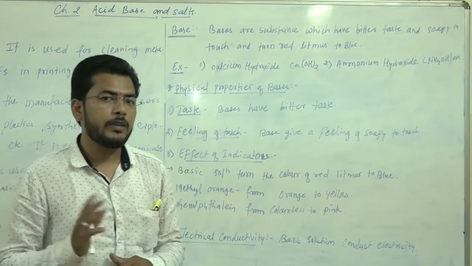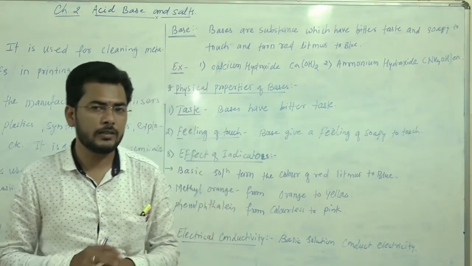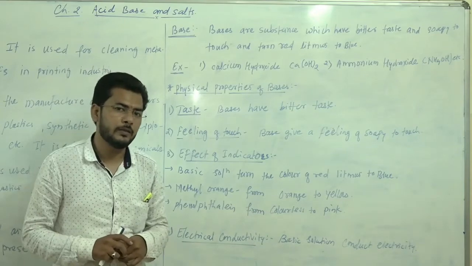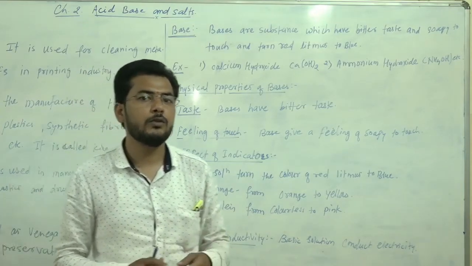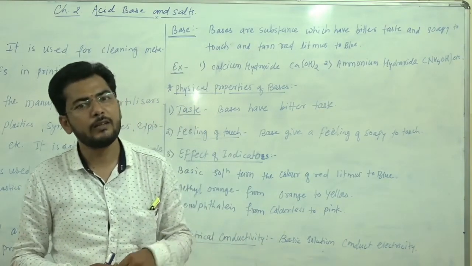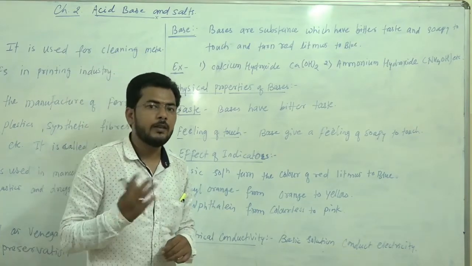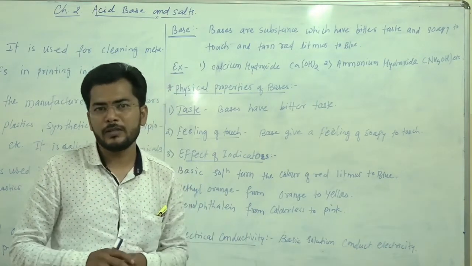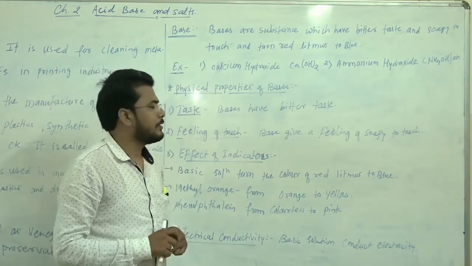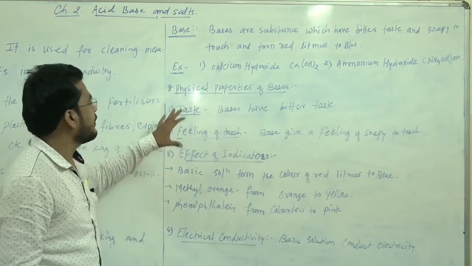Okay, in the previous part we saw the Arrhenius concept of bases. In aqueous solution, a substance that gives hydroxide ions is known as a base. A substance that gives H plus ions is called an acid, according to Arrhenius.